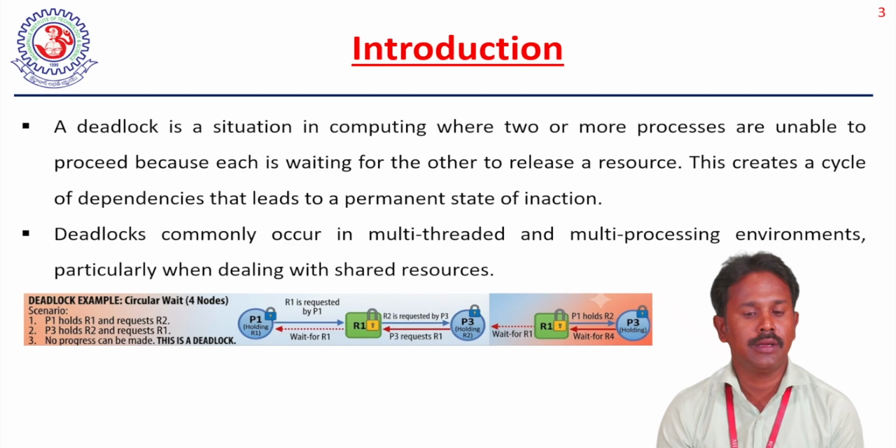This figure shows an example of deadlock. Suppose process P1 holds resource R1 and requests R2. In the meanwhile, process P3 holds resource R2 and requests R1. Both processes are in waiting state only, process P1 and P3. No progress can be made. This situation we can call a deadlock.